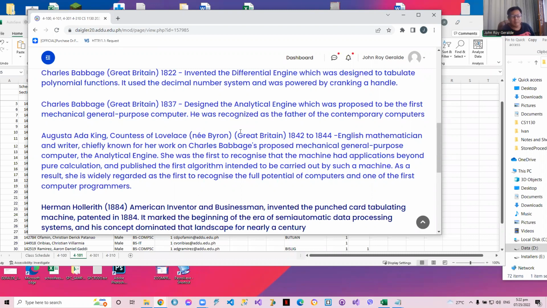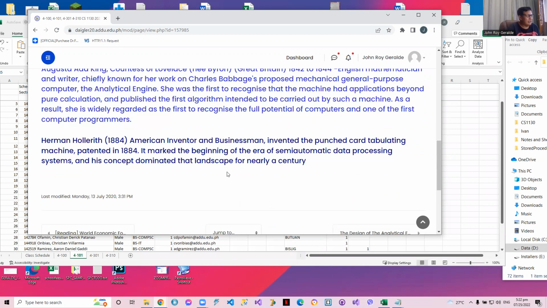During those days, she published algorithms, as they were called at that time, intended to be carried out by the analytical engine. Nowadays, we call them programs. Okay. Later, also in that same century, in the US this time, Herman Hollerith invented the punch card tabulating machine, which replaced the Jacquard loom.